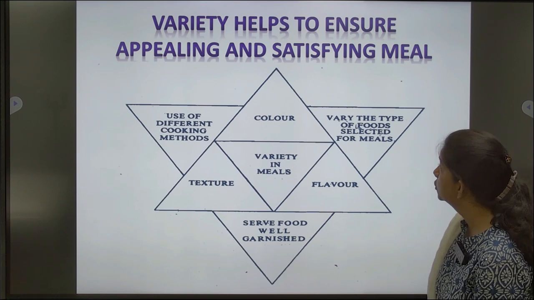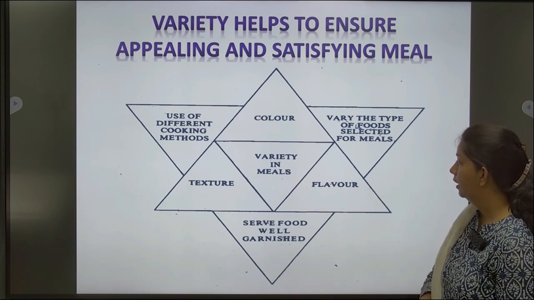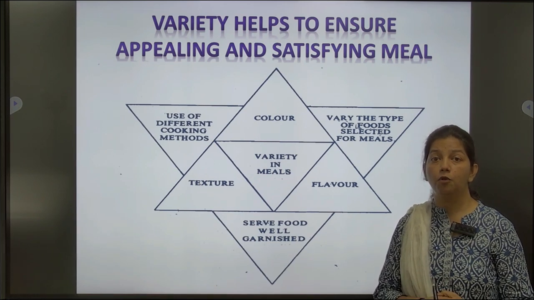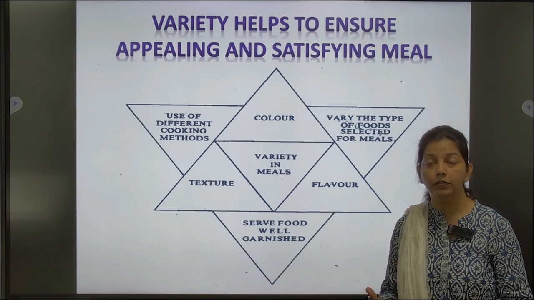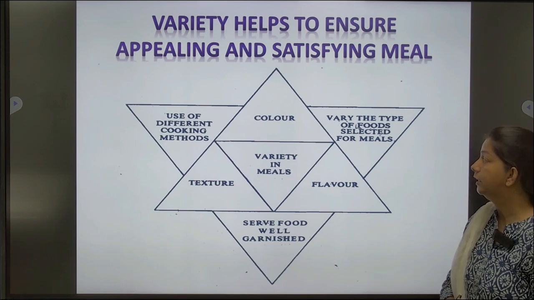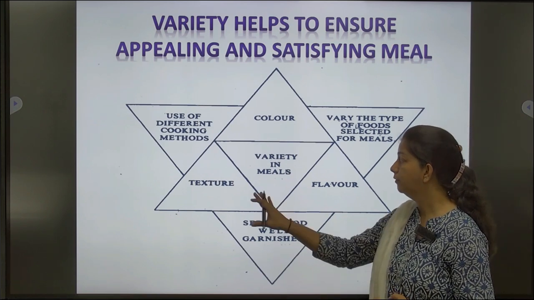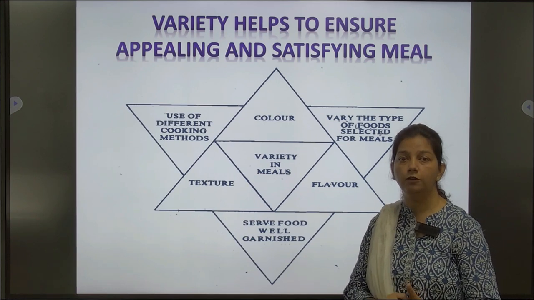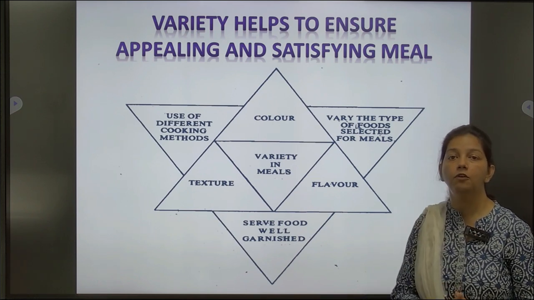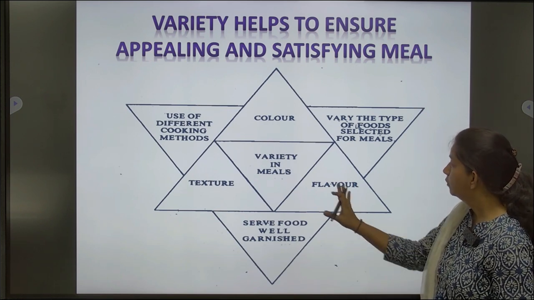Then variety helps to ensure an appealing and satisfying meal. Variety in meal gives you colors, texture, flavor. Like if you prepare a meal adding more and more fruits and vegetables in the form of some sabji, or in some other form like khichdi or other preparations. So color will increase the variety as well as the nutrient density. Texture is also important. Like some prefer semi-solid food, some prefer solid food. While for flavor of the food, we can add some natural flavors in the form of vinegar, garlic and ginger to enhance the taste of a meal. And it will also add variety.